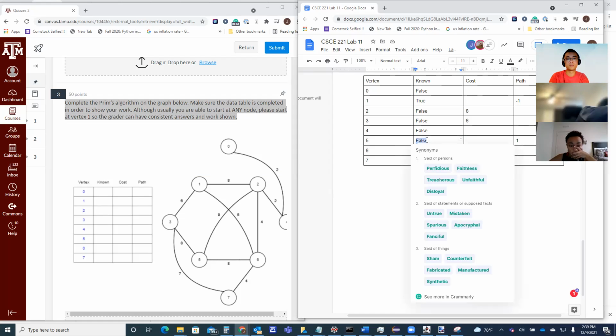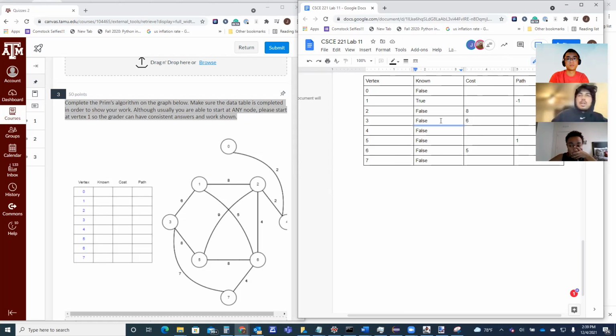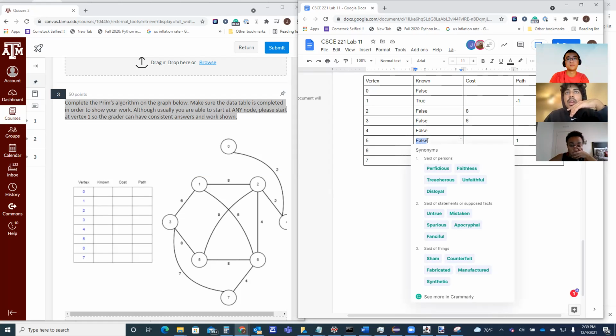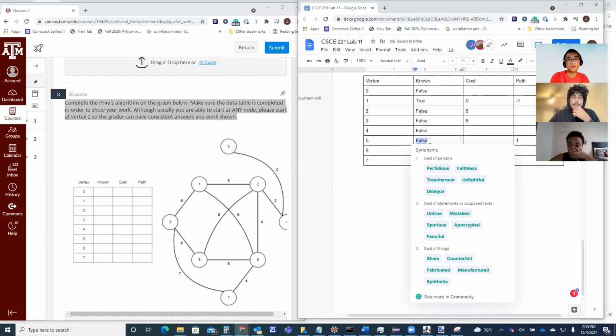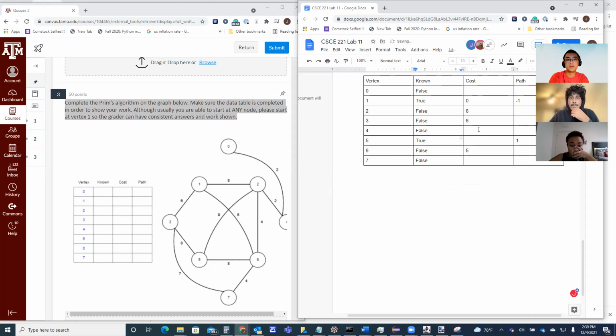I can't zoom in. I think it was at the very end of example 1. Yeah, so he put the cost as 0 and then the path is -1 for the starting node. Okay. And then for 5, we now know it. And so now we need to go from, wait, no, that wasn't it.